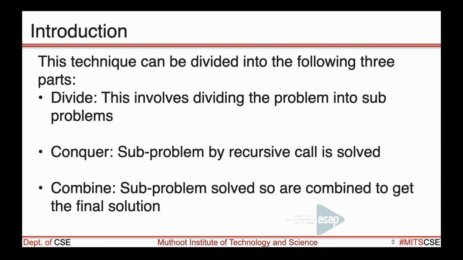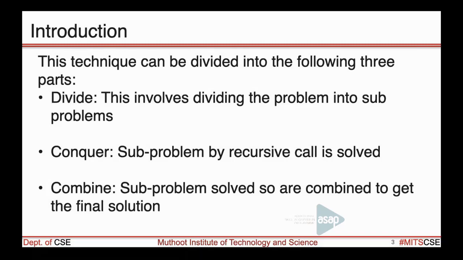So this technique basically contains three parts. The first one is the divide part, then the conquer part, and the combine part. What is the divide part? This divides the problem into different sub-problems. Like we said earlier, I had a bigger problem, I divided it into sub-problems and gave them to many functions. Then the second part comes, that is conquer, which means the sub-problems are solved by recursive calls.